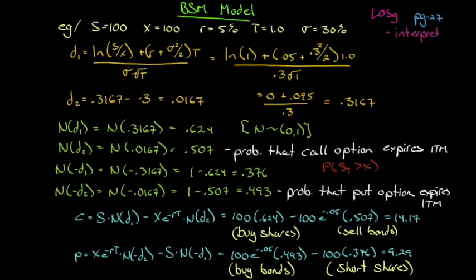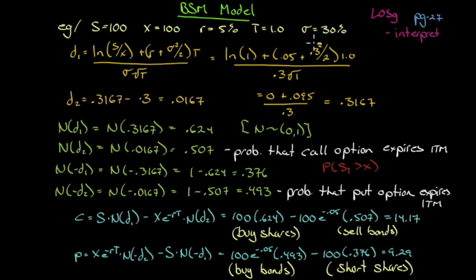Let's get some clarity with some numbers. Things always look better with numbers, right? We observe a stock price today selling at 100. We're looking at the $100 strike on a call. Risk-free rate is 5%. We're going to look at a 1-year term to expiration on the call, and the volatility on the underlying is 30%.